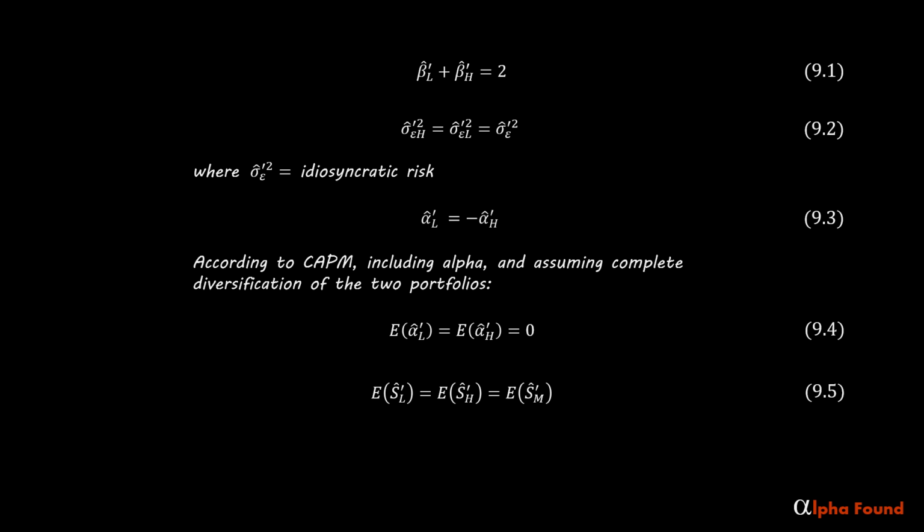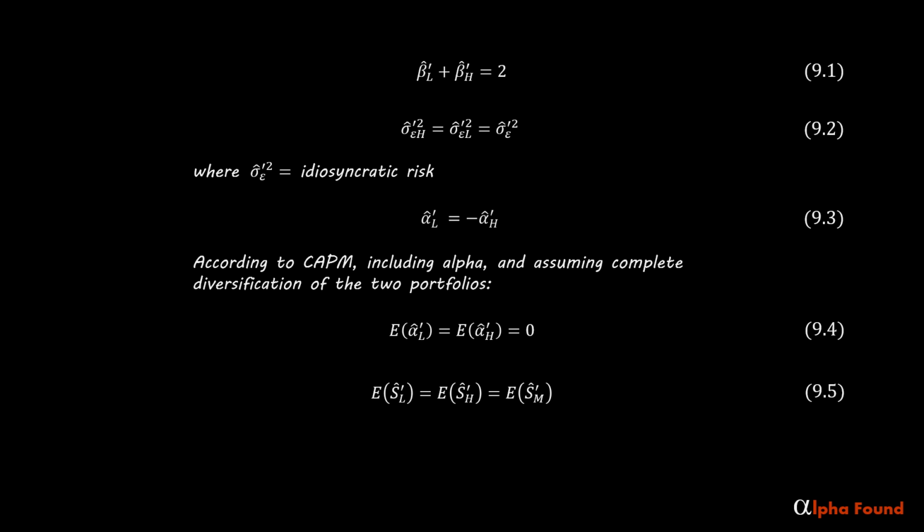I should mention that some might say if the two portfolios were completely diversified, there would be no residuals. Ex ante that may be true, but given random variation, it would not be true ex post. As a consequence, it is impossible for 9.4 and 9.5 to be realized at the same time.